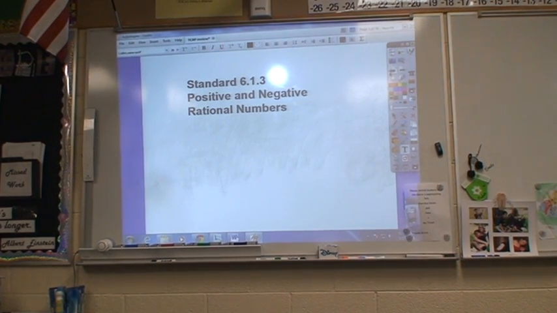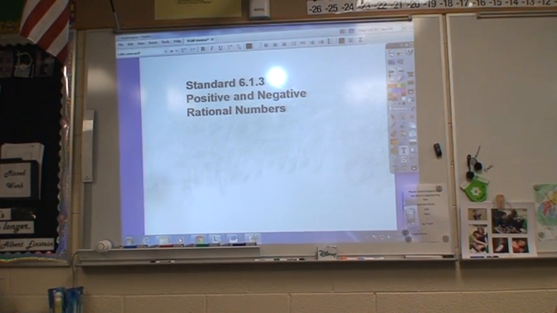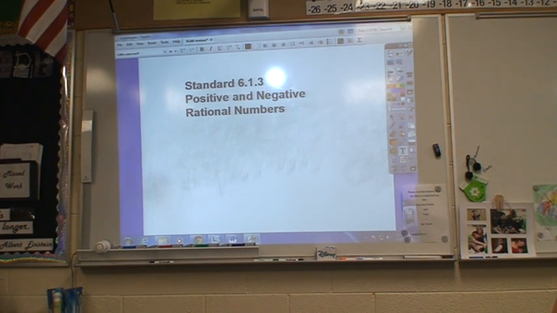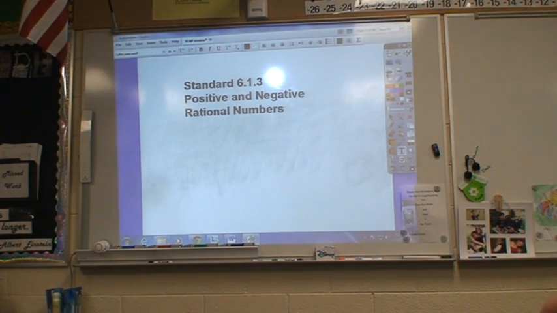With standard 1.3, it's positive and negative rational numbers. If you remember, we learned this standard at the very beginning of the year, so most of you probably need some review on it.